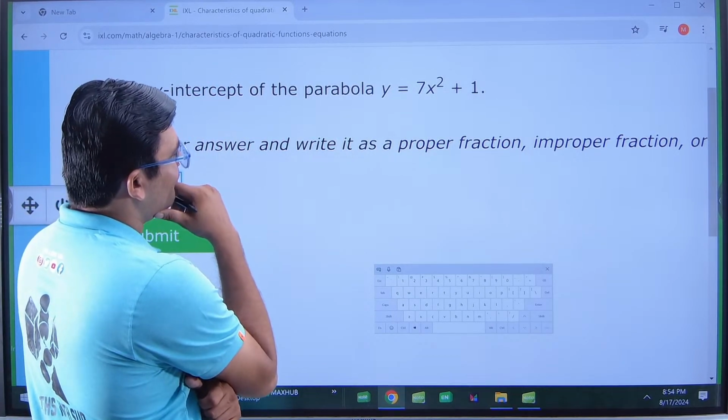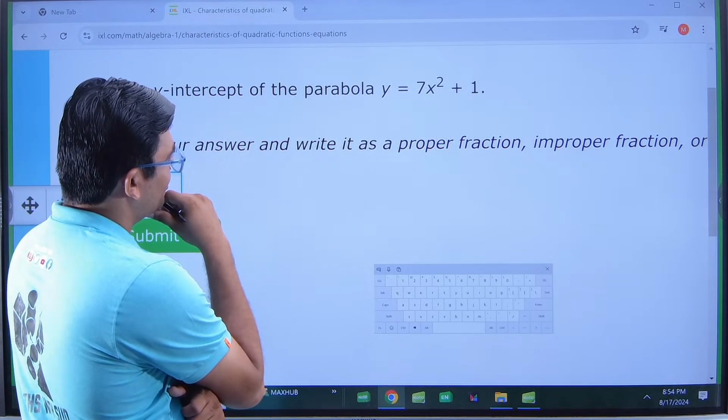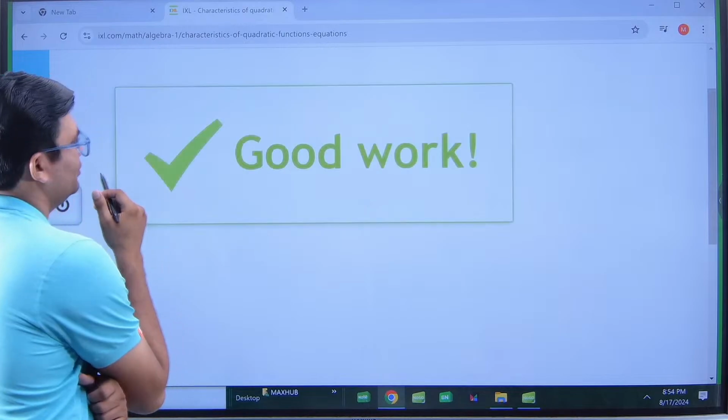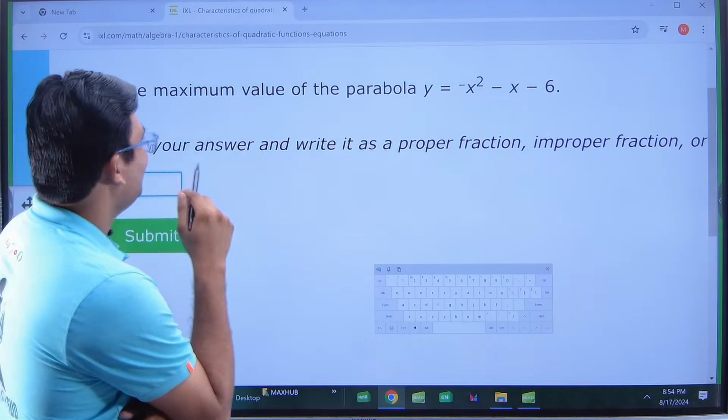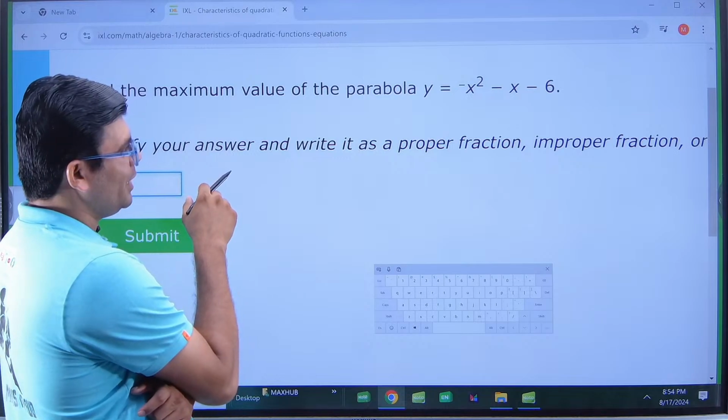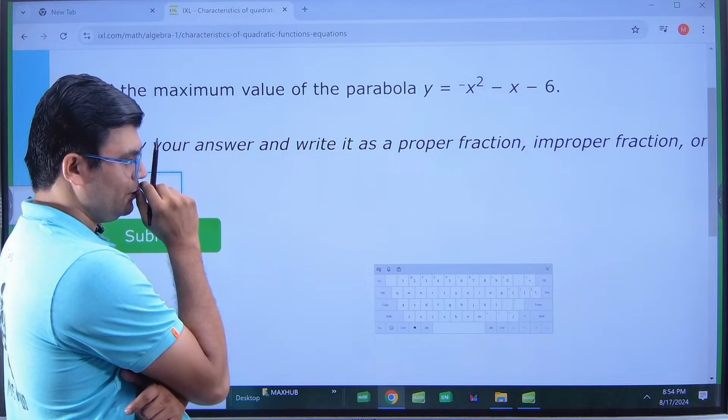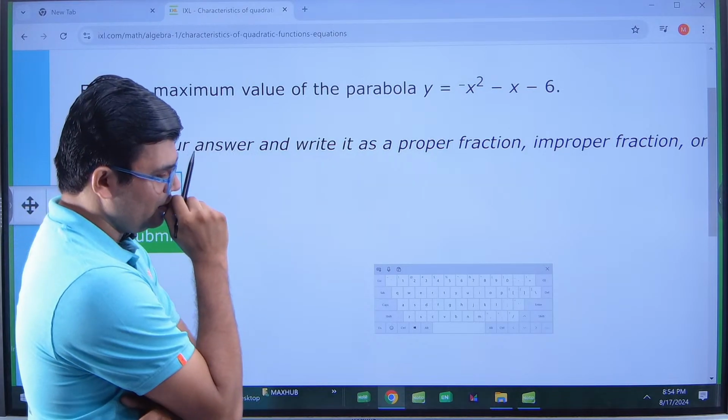But I am having one doubt. Okay. I will clarify the doubt in this. Find the maximum value. Find maximum value, sir. You can solve it down.